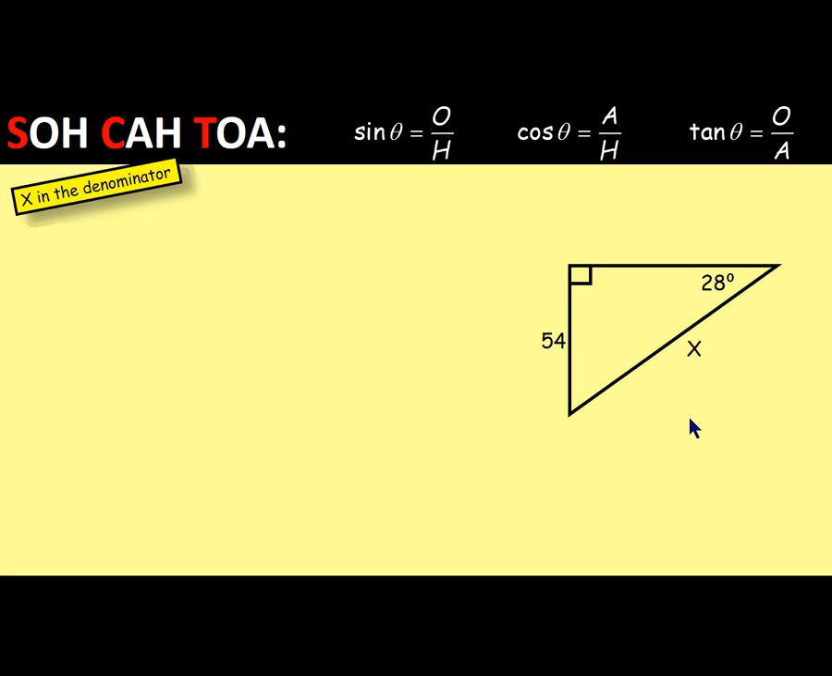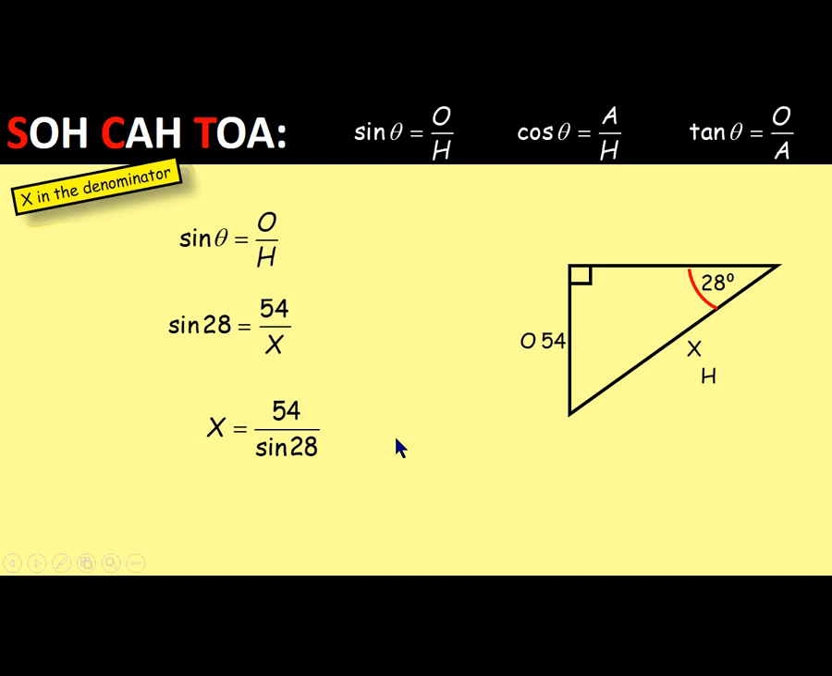Okay, so step 1 in this problem, we're going to pick our angle. We're going to go with the 28, label our sides, the O, A, and H. We're not using A, it's just O and H, so that's going to be a sine. We plug our numbers 54, 28, and x into this equation in the right spots. And we have sine of 28 is equal to 54 over x. Then swap them. X is equal to 54 divided by the sine of 28. And the rest of this is just plugging that into a calculator. You should get about 115.